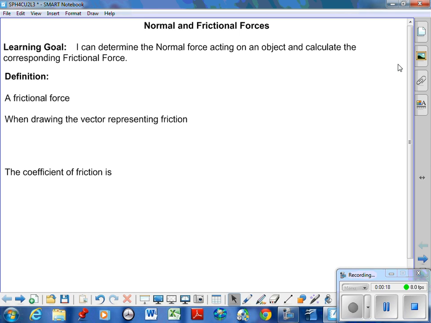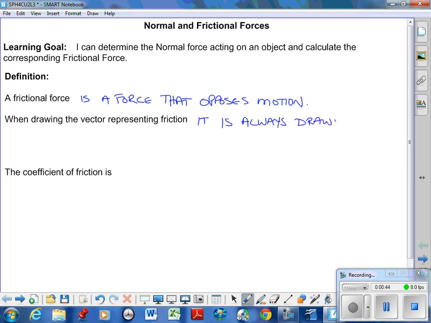So a couple of quick definitions here. What is a frictional force? A frictional force is a force that opposes motion. That opposes motion, and that's it. So when you draw the vector representing friction, it is always drawn opposite to the motion of the object.